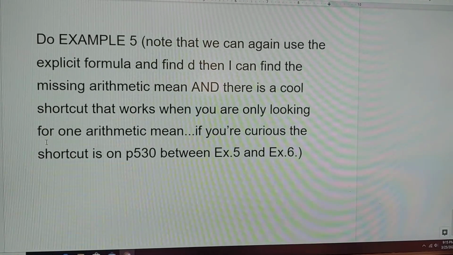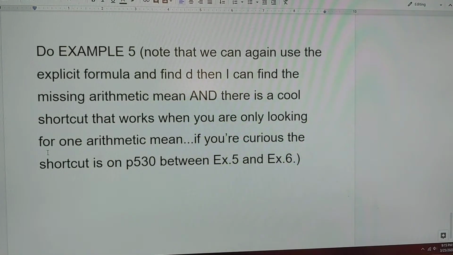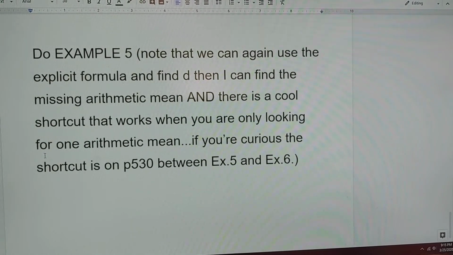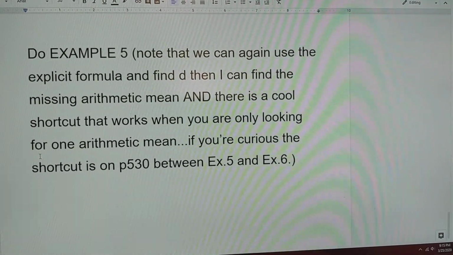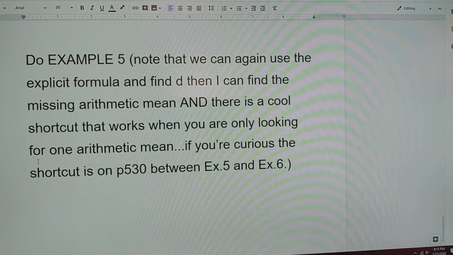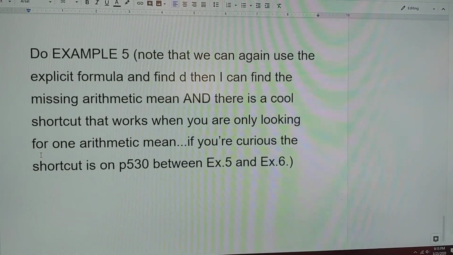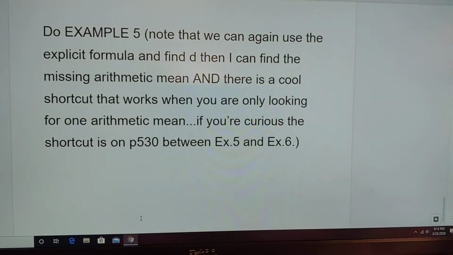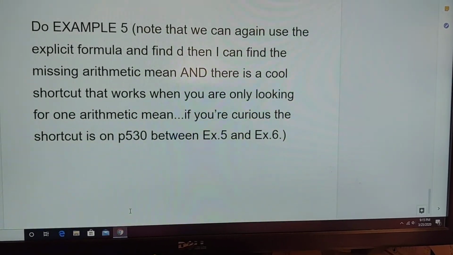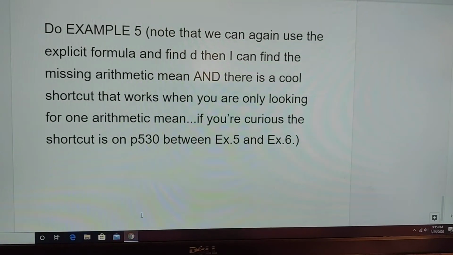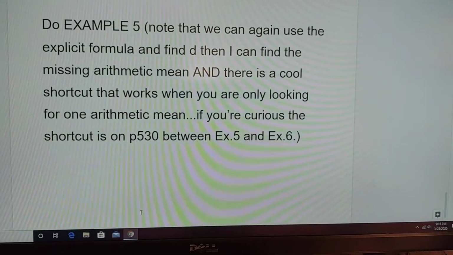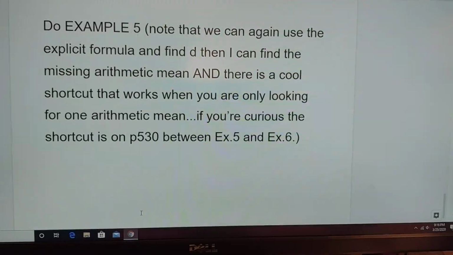But you should know there is a cool shortcut that works when you are only looking for one arithmetic mean. So it's basically in an arithmetic sequence, the number in between two other numbers. You might be able to figure out what that shortcut is. Think about it for a little bit. See if you can come up with it on your own. But if you are really curious, it is on page 530 between example 5 and example 6. I'm not revealing it in this video. You're going to have to look it up if you want to know. All right, let's do our 5th and final example, and then your notes can be done.